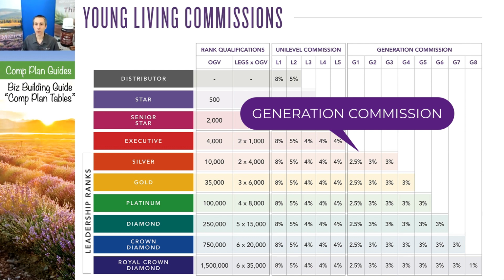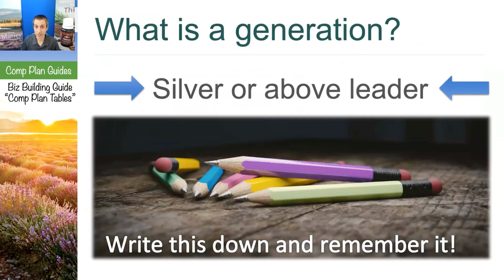Now, if you're not familiar with what a generation is, write these 4 words down, so that when someone asks you, what's a generation? You can answer really simply with these 4 words. Silver or above leader. Those 4 words, write them down, memorize them. You need to know what a generation is. The reason is that once you know that a generation is a silver or above leader, you'll have a better grasp of Generation Commission and Leadership Bonus.